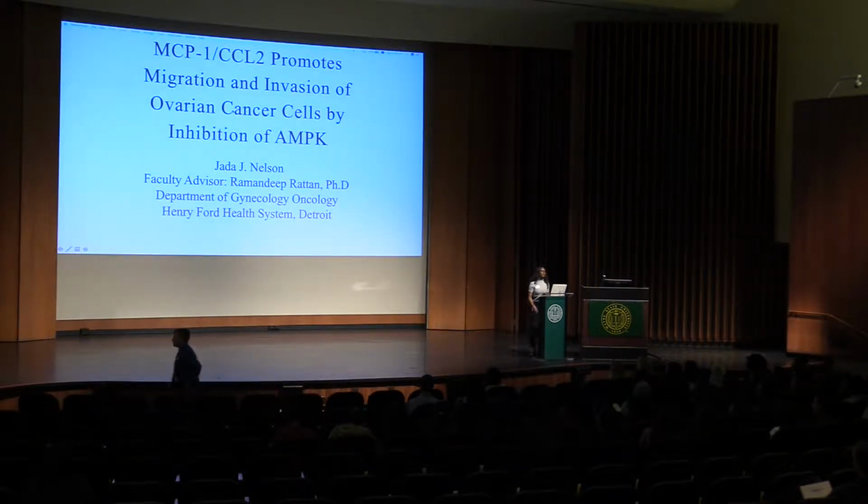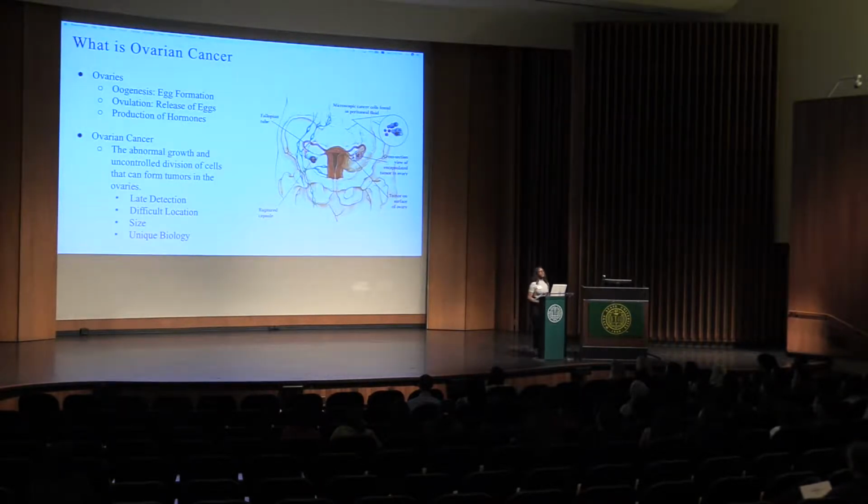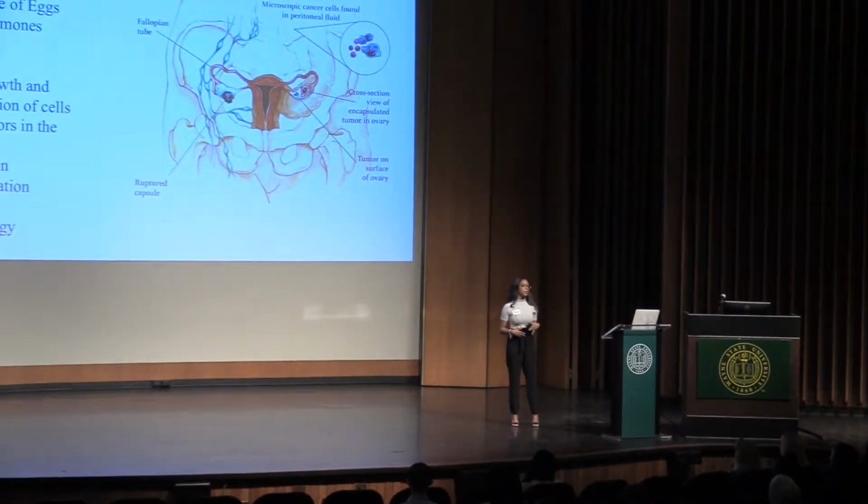So my title is a little different than what was previously said. It's MCP1, or CCL2, promotes migration and invasion of ovarian cancer cells by inhibition of AMPK. So I basically just wanted to start off simple. What is ovarian cancer? Ovarian cancer is cancer that arises in the ovaries, as pictured here on the right, and that's in the abdominal cavity of the female.